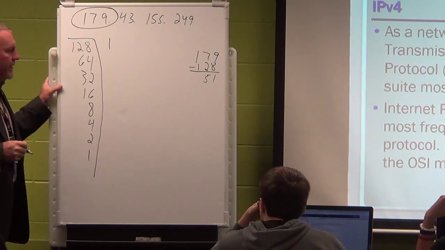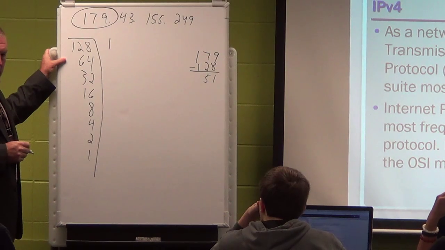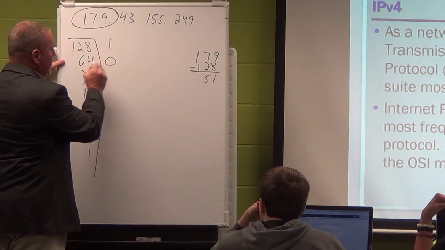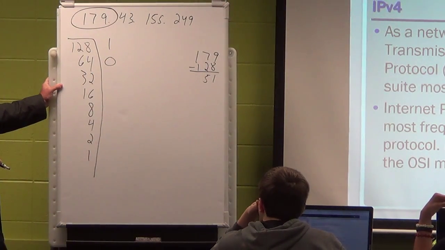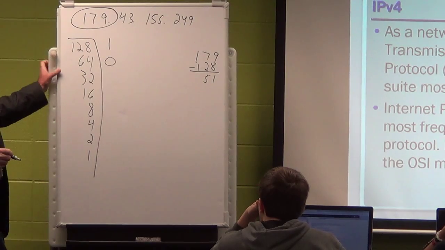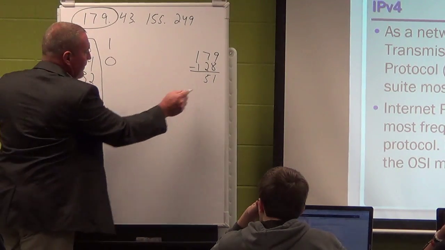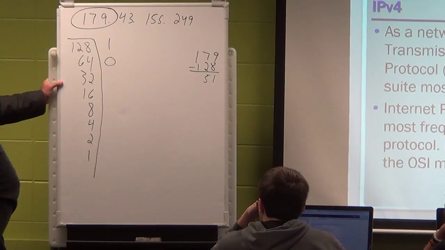Taylor, next step. Okay? So I put a 0 here, since 64 will not go into 51, right? Now what? Zach. You try 32. No, what's the next? I did 64. 64 does not go into 51, so I put a 0. Does 32 go into 51? Yeah. Zach? Okay, so what do I do?